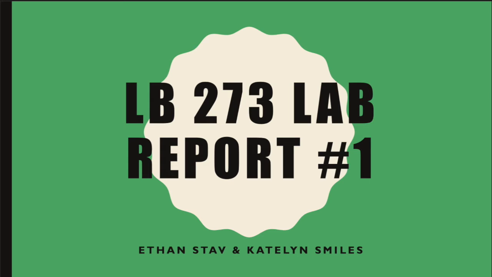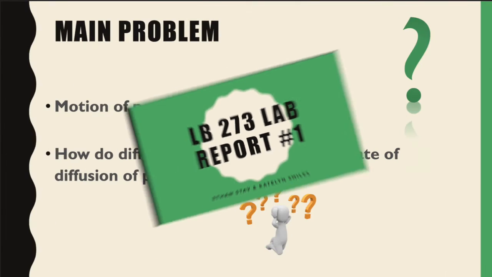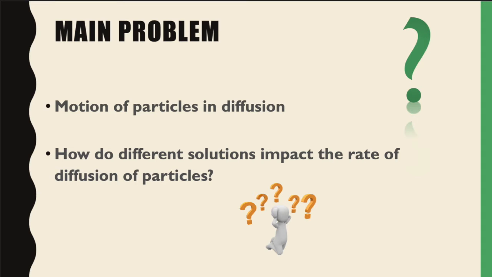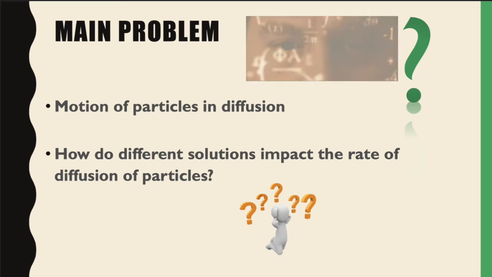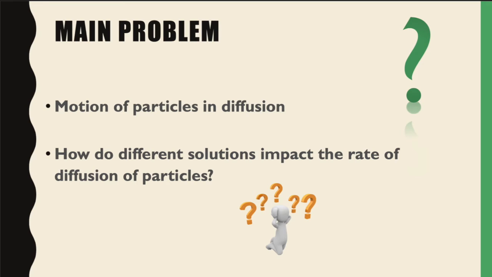This is our LB 273 Lab Report 1 with Ethan Stav and Caitlin Smiles on diffusion. The first thing that will be talked about in our presentation is our main problem. So what we are discussing is the motion of particles in diffusion. So the issue is, how do different solutions impact the rate of diffusion of particles?